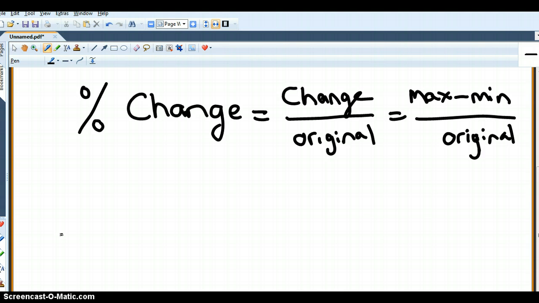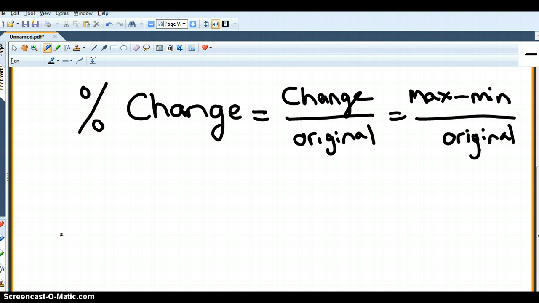A classic example: you have a salary of $100,000, and it goes up to $120,000. That's a change of $20,000 out of $100,000, because that was the starting point. So that's 20 out of 100, or a 20% increase in salary. Or you could talk about a decrease in salary.